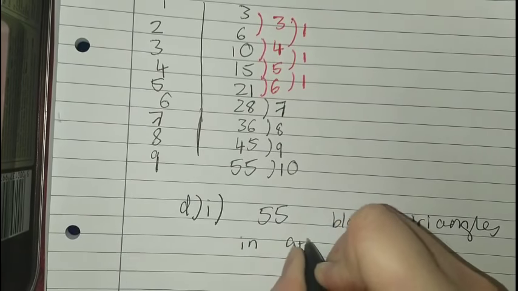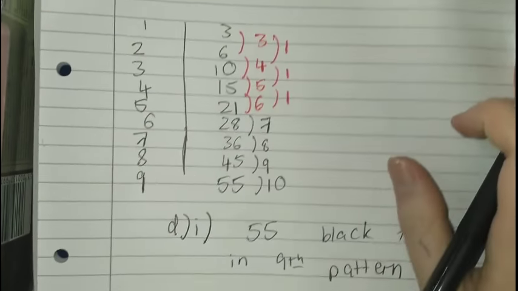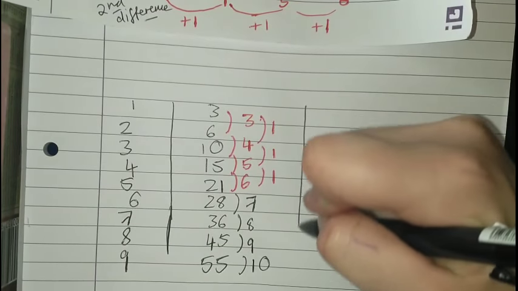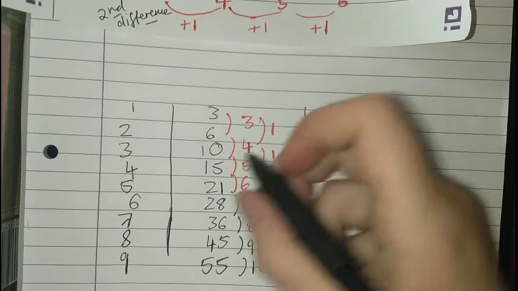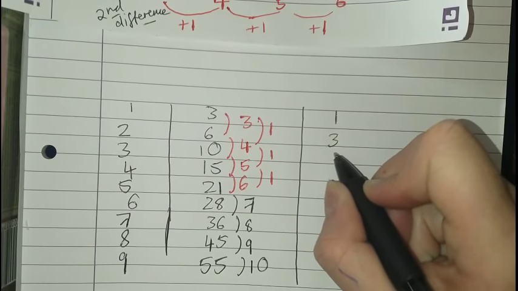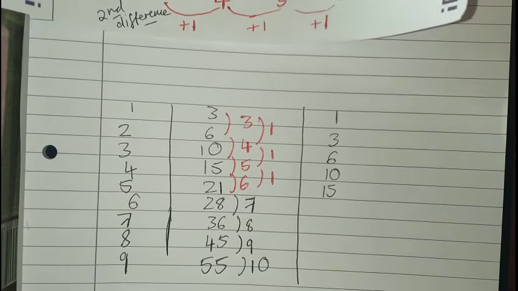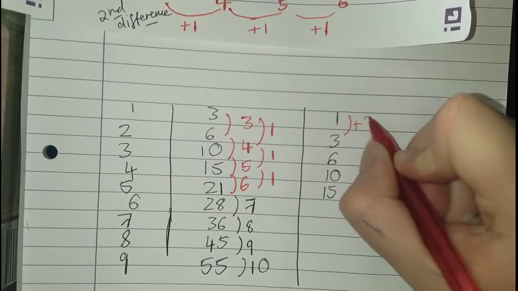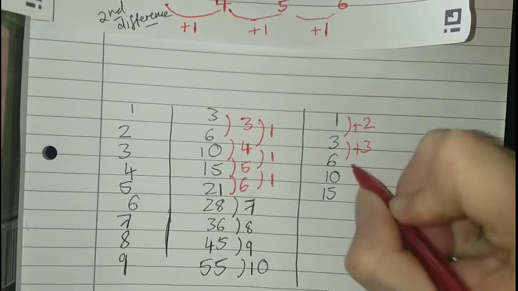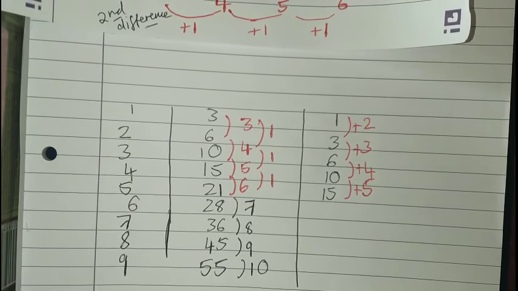in the 9th pattern. So then we're asked how many white triangles are in the 9th pattern. We can do this exact same thing for the white triangles. In the first one, we had 1, then we had 3, then 6, 10, and 15. So the difference here is +2, then +3, then +4, then +5. So the difference is increasing by 1 each time.